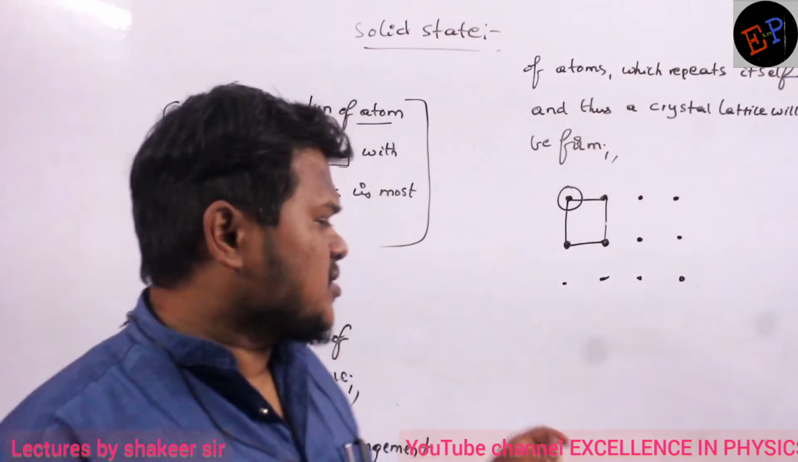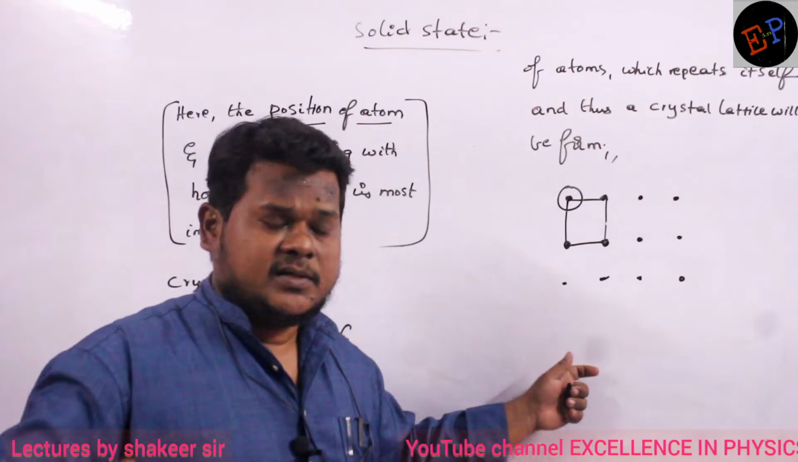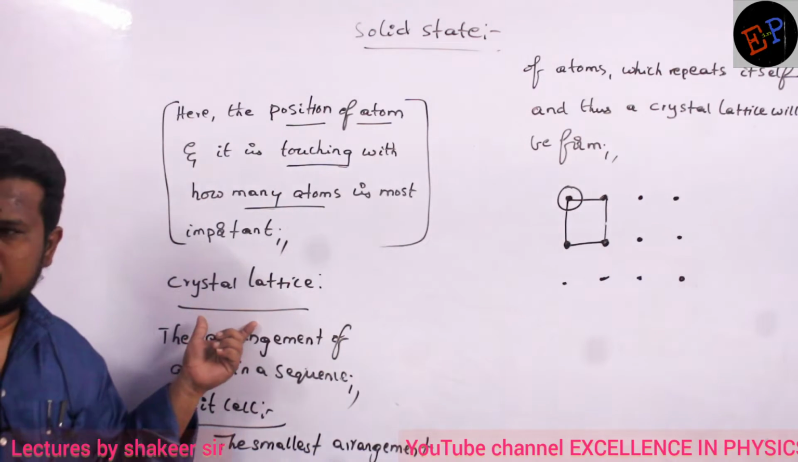So unit cell means the smallest arrangement of cells which, if you repeat them continuously, finally a crystal lattice should be formed. That is called a unit cell. Are you able to understand?